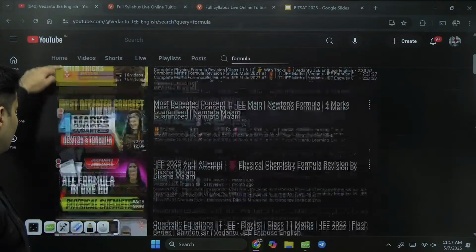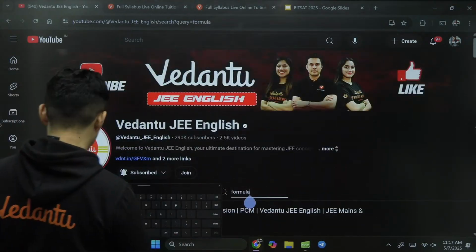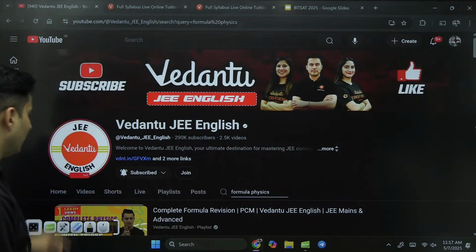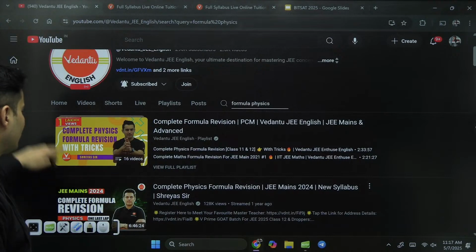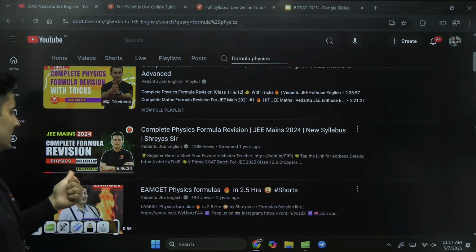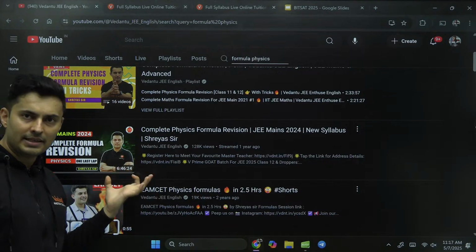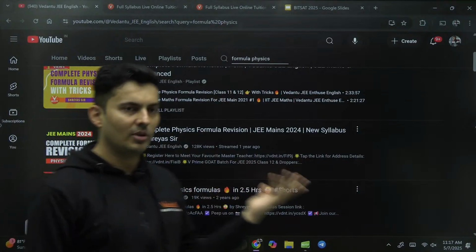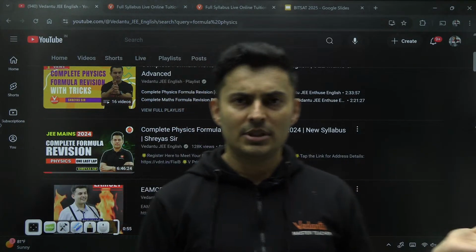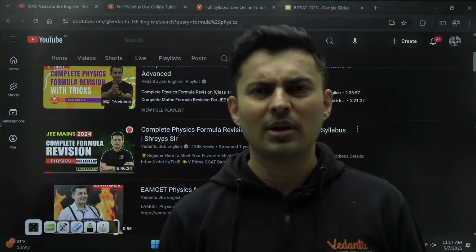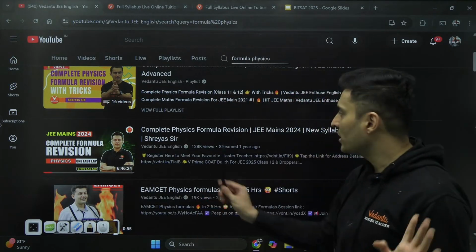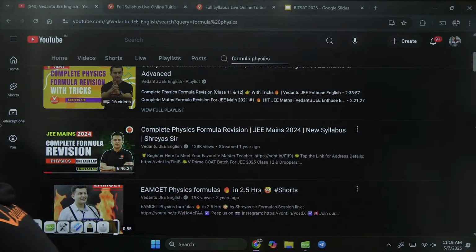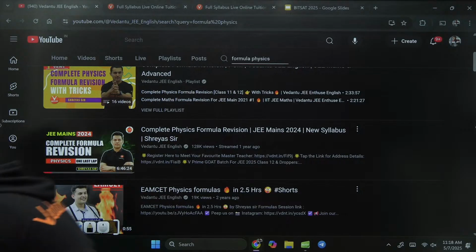Do you see, where is it? Physics. Where is physics? I'll search for physics. Physics formula. Okay. Complete physics formula revision. This one is there. This is an almost 7-hour class. Complete revision, guys. Although I say it is for JEE, the syllabus is the same. Formulas are the same for IIT or JEE Advanced or NISER, whatever institute you are preparing for. So watch this. This is a masterpiece. Okay. Got it, everyone? I hope it's absolutely clear.